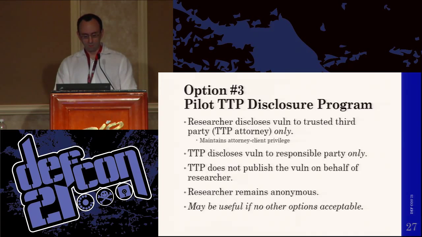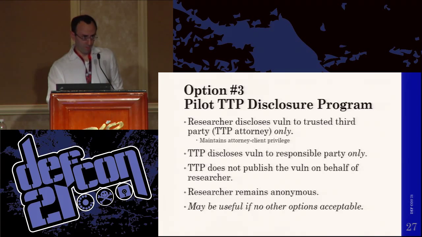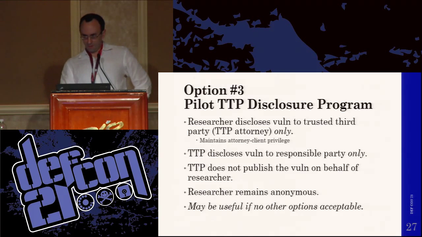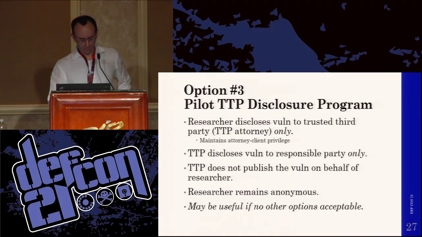The trusted third party does not publish the vulnerability on behalf of the researcher. However, the trusted third party does disclose the vulnerability to whoever the affected party is, whoever has this vulnerability. The researcher remains anonymous during the entire process. This is possibly of use if there's no better option. It's a little bit cumbersome, and there are some side effects, chiefly that the researcher remains anonymous and doesn't get public credit for whatever the research was. But it is one possible way for the researcher to disclose and remain about as anonymous as one can possibly get.